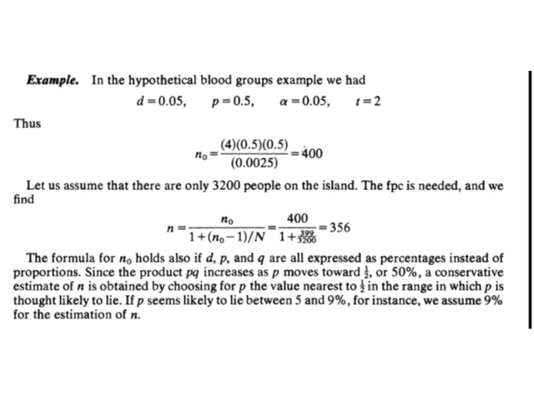If P seems likely to lie between 5 and 9%, for instance, we assume 9% for the estimation of n.